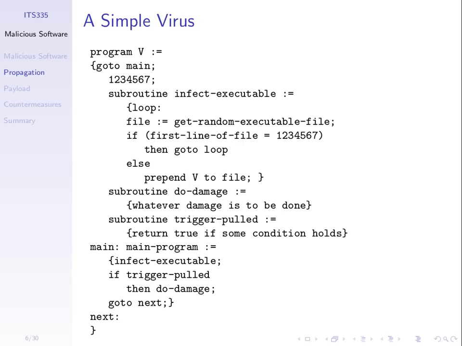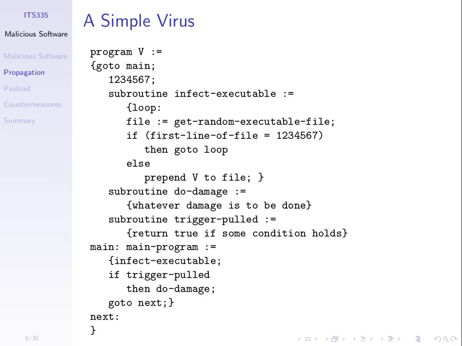When someone opens Word, this virus infects other executables. If there's some event, it says trigger pulled, then do some damage, and then continues with the normal Word operation. And then the rest is really, well, what does infect executable do? What is trigger pulled and what is do damage? They're the subroutines above it. Infect executable. The concept here is that we perform some loop.